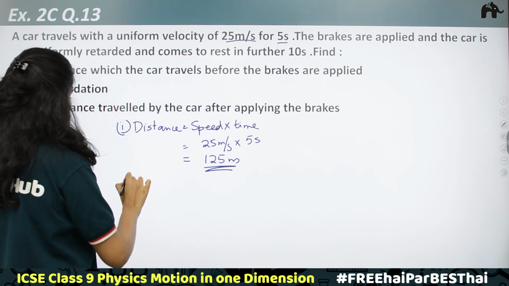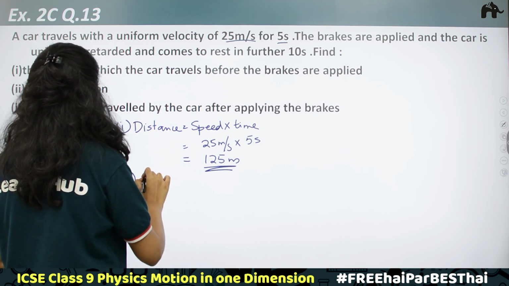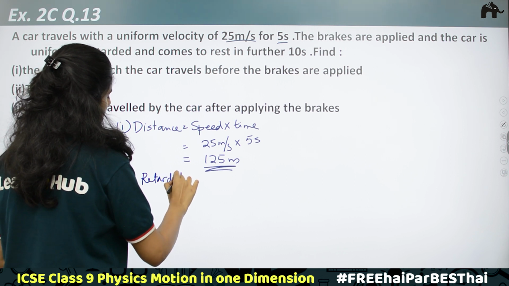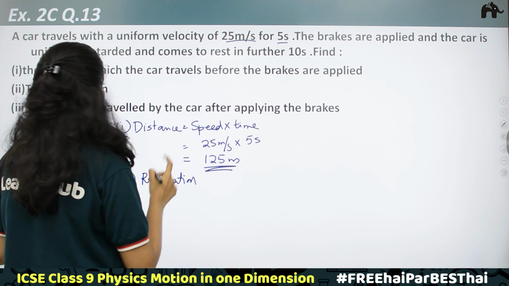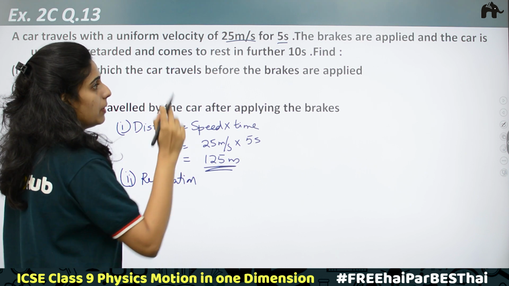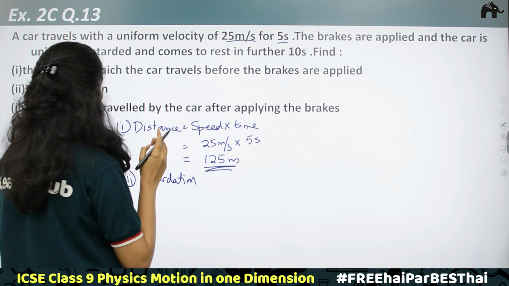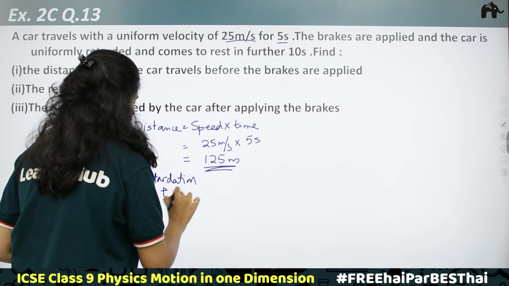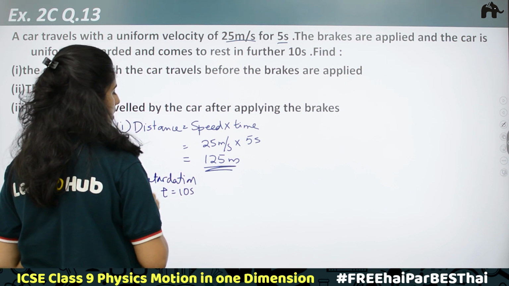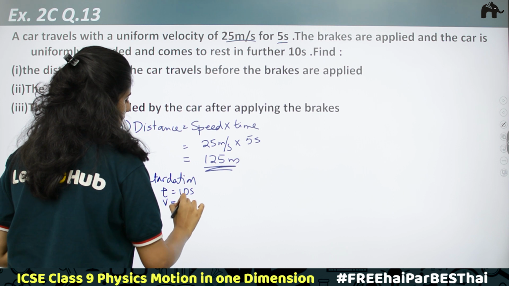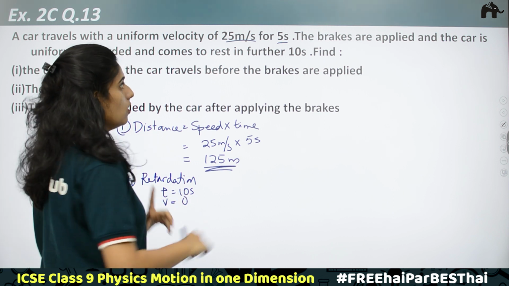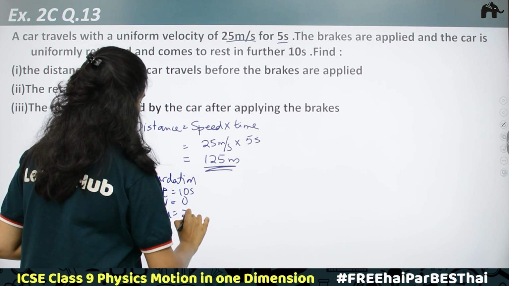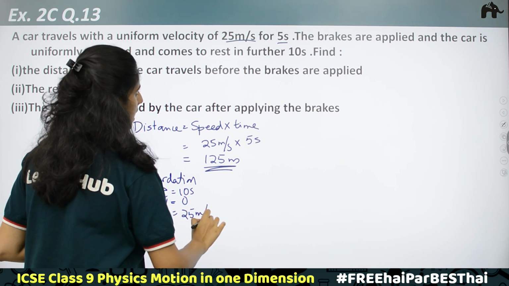Now the second part of the question, we have to find the retardation. How to find retardation? Which equation to use? Take the values that are given. Brakes are applied and the car is uniformly retarded and comes to rest in a further 10 seconds. So in time 10 seconds, the body comes to rest. Final velocity is 0. What will be the initial velocity? This value, u is equal to 25 meter per second.